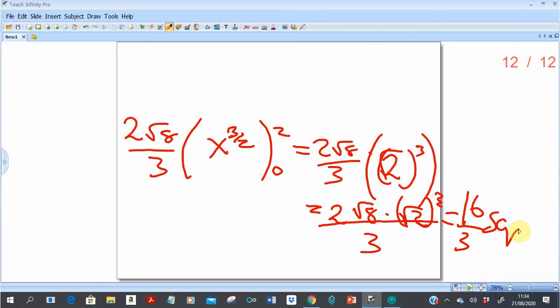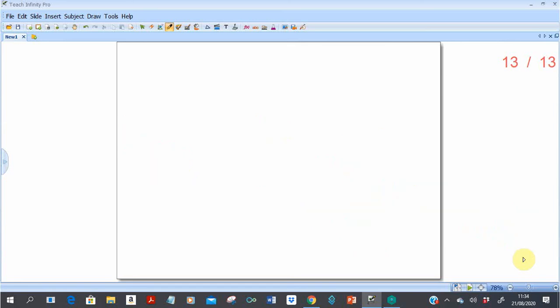Area is given in square units, so you have to put at the end of your answer 16 over 3 square units. Okay, so that is the first example. Please do the simplifications. Now we move to the next example.